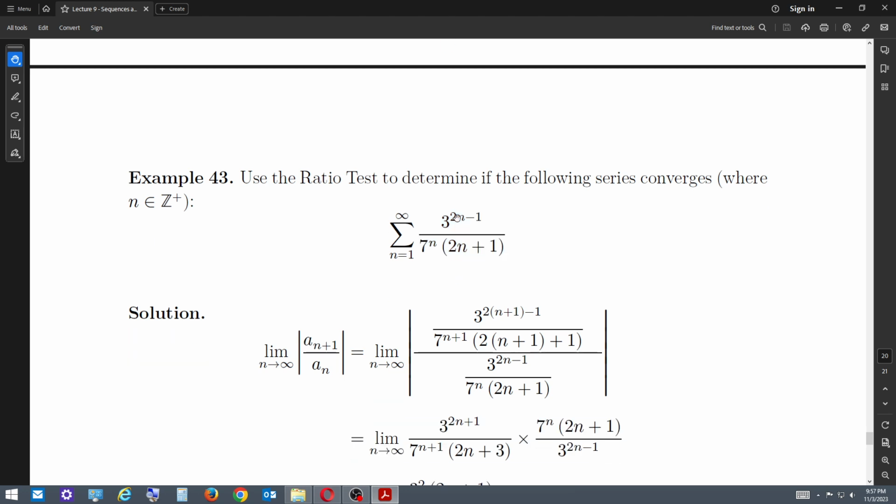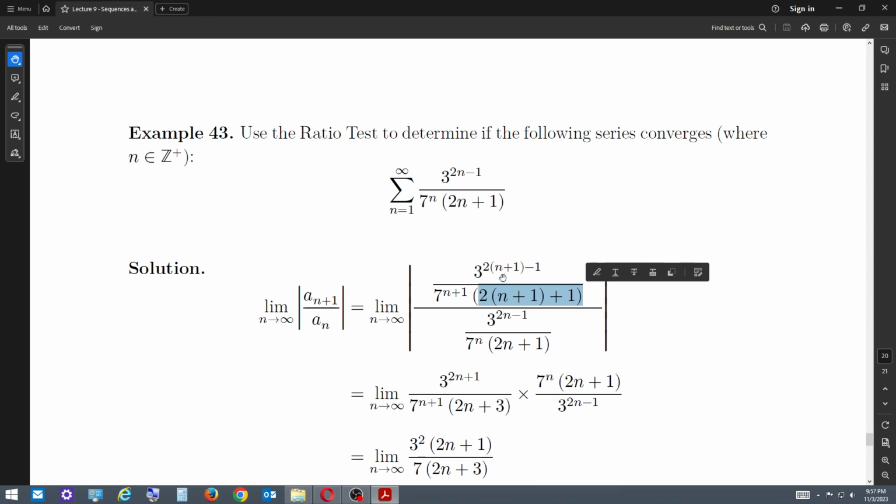Now be careful when you're working this out. For n plus 1, you'll get 3 to the power 2 times, in brackets, n plus 1 minus 1, over 7 to the power n plus 1 times 2 times n plus 1 plus 1. This simplifies to 3 to the power 2n plus 1, and then this is just 2n plus 3. Flip this, multiply it.